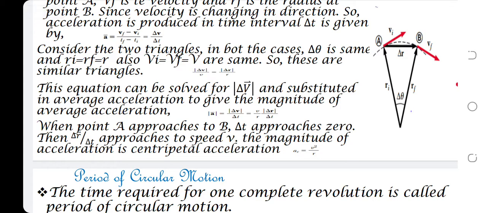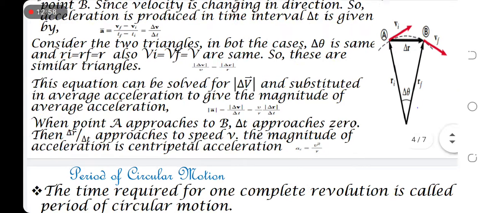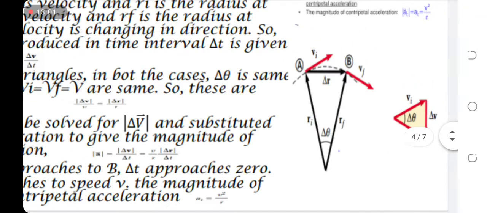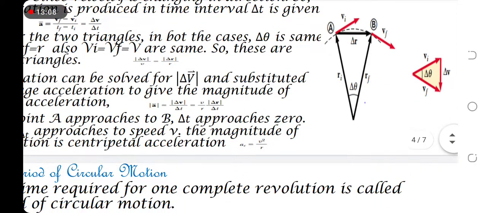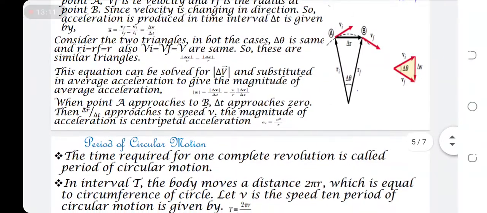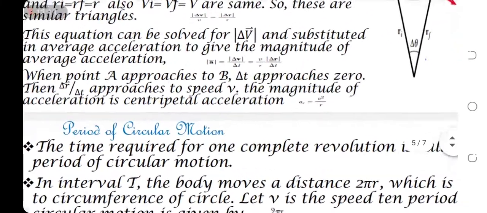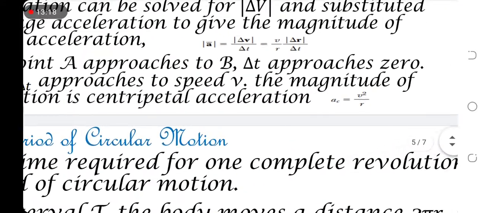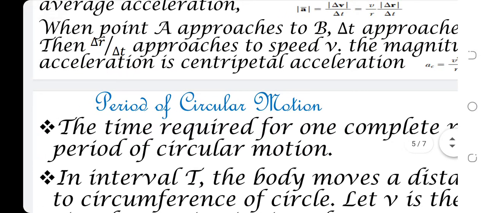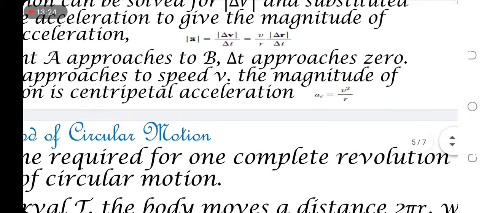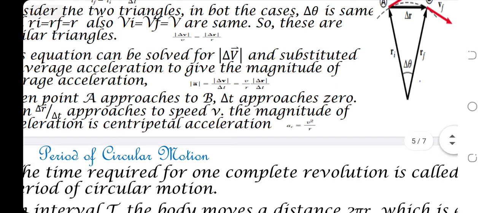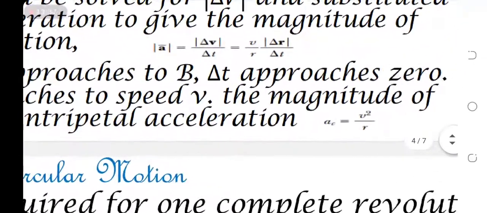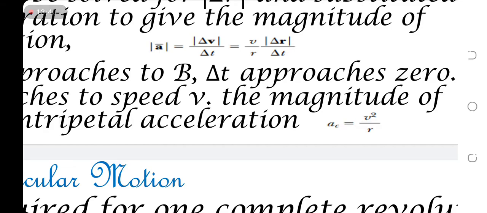For a short interval of time, when point A approaches B, we can see here, means delta T is small, delta T approaches 0, then delta R over delta T approaches speed V. The magnitude of the acceleration is centripetal acceleration, AC equal to V square over R. This is centripetal acceleration. We can replace delta R over delta T by V, so this becomes V square over R.